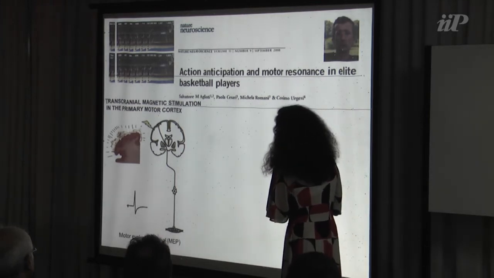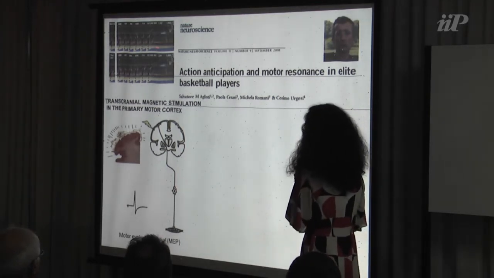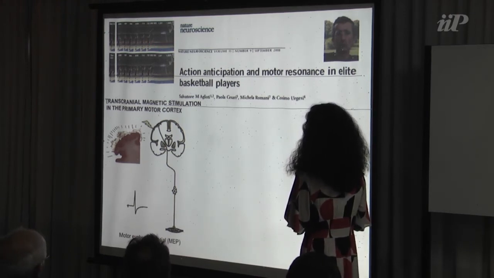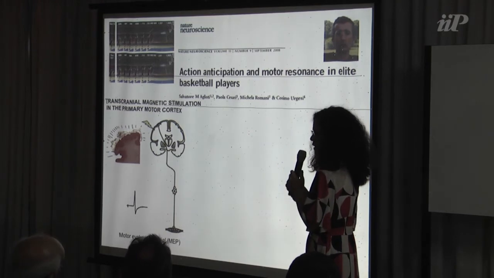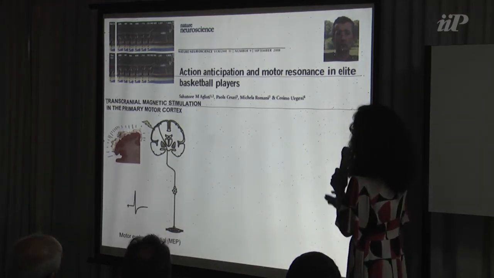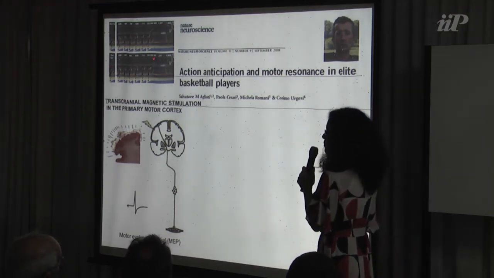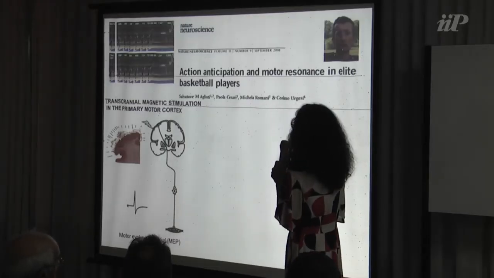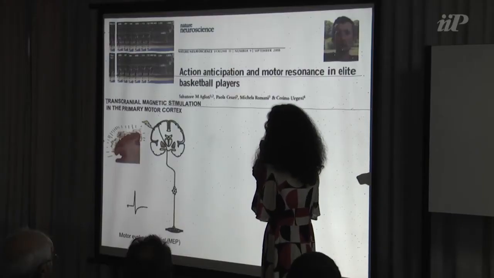Then what they did was to present videos of professional basketball players to three categories of observers: the trained basketball players, the professional basketball players watching films of other trained people; and the naive people, the young trainees that have no motor experience or not enough motor experience in training.